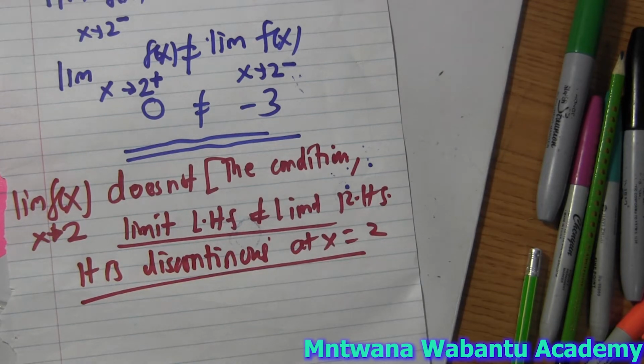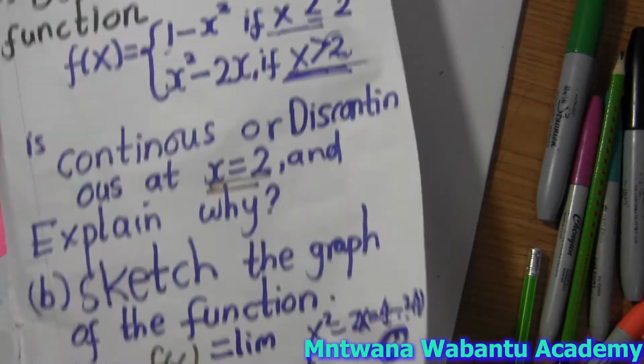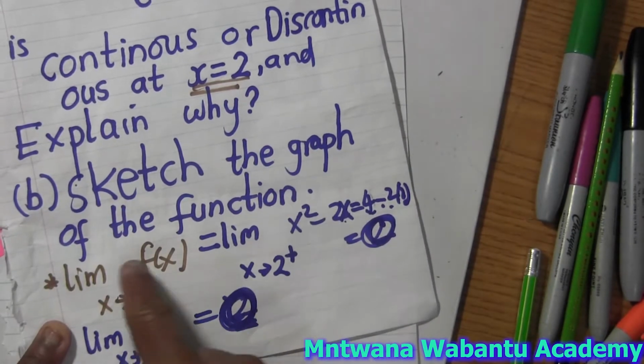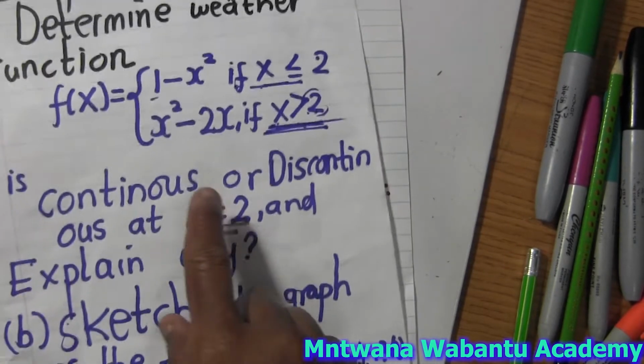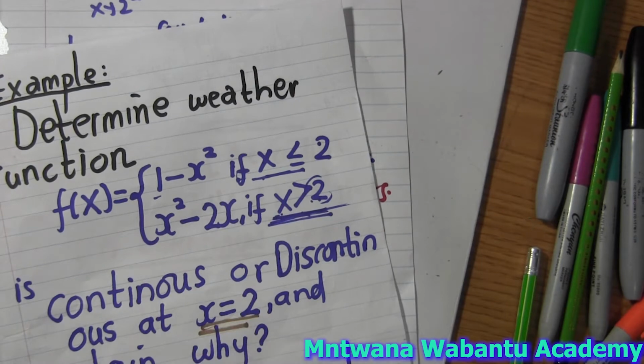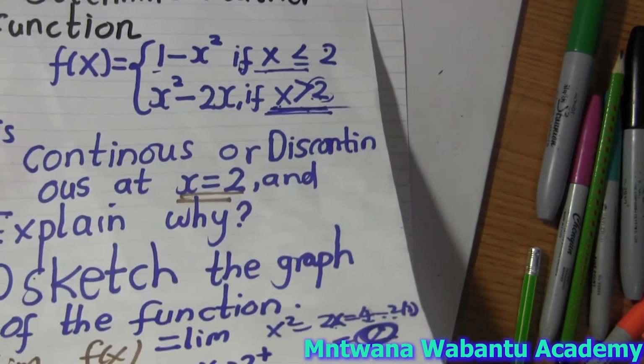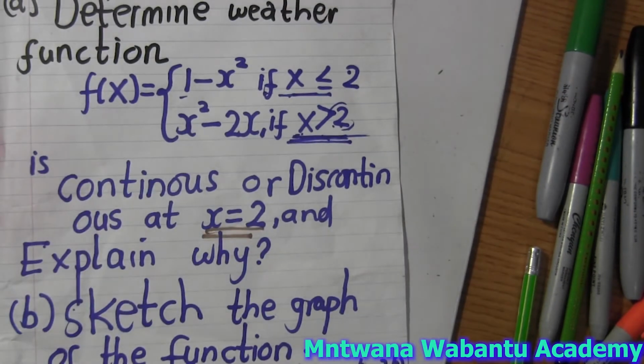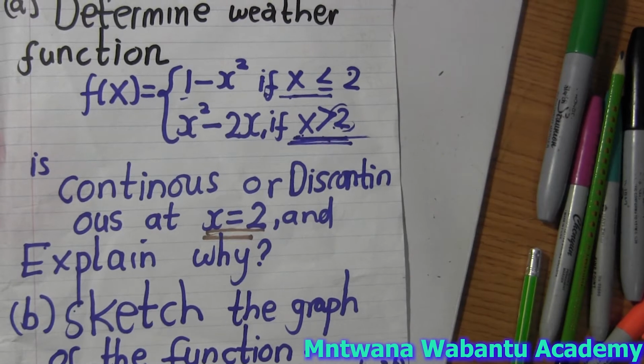So now let's draw the graph, because if you come here to the question, there is a question that says sketch the graph of the function. Which function? This one right here. So to draw a graph is very, very easy. You know what I'm saying? It's very, very easy. So how are we going to draw?